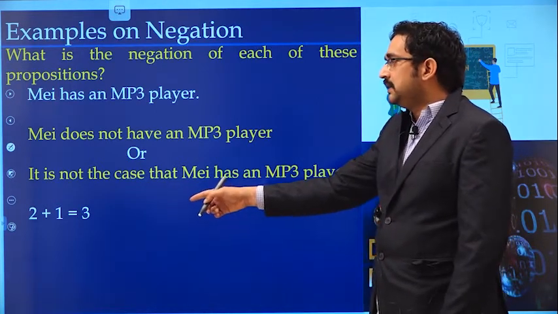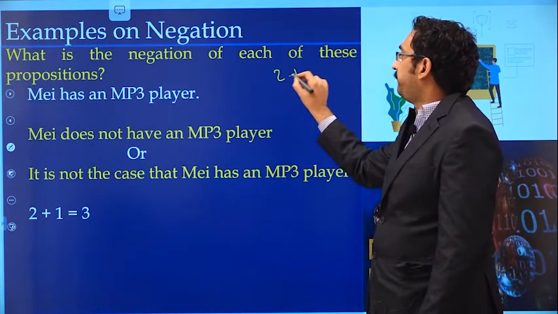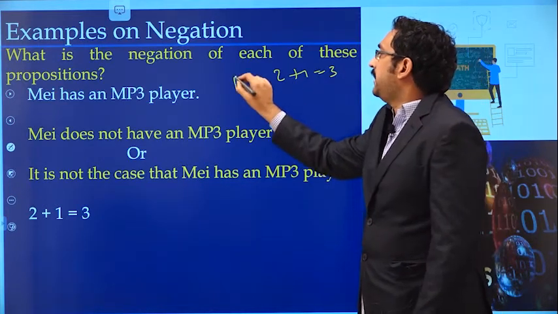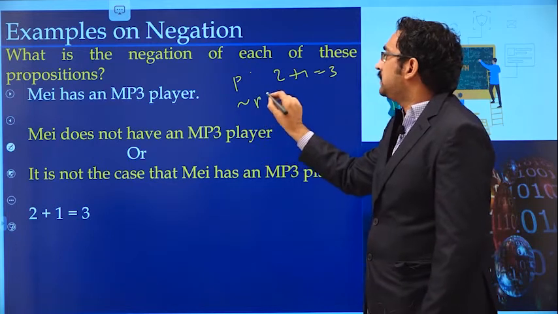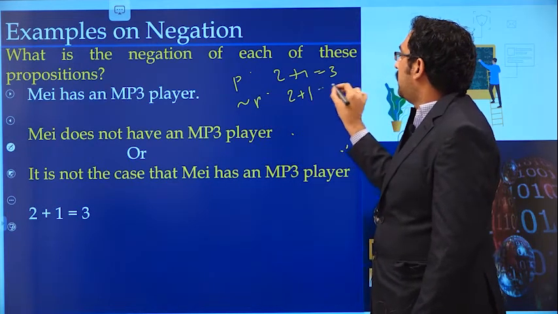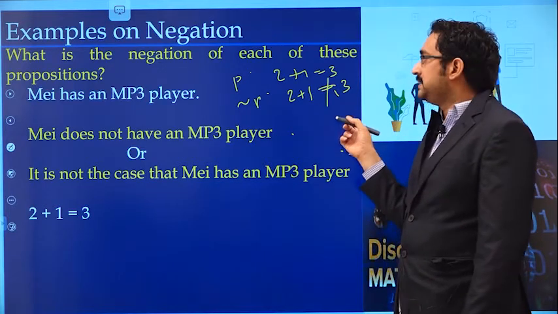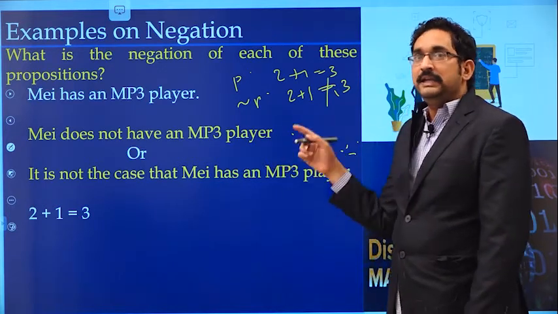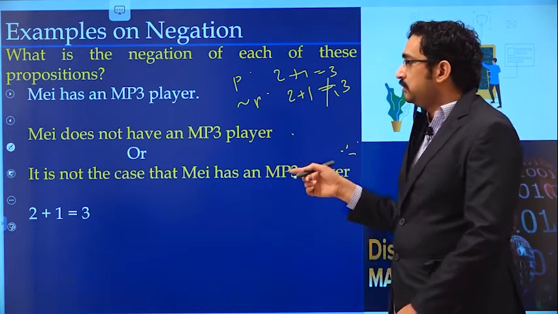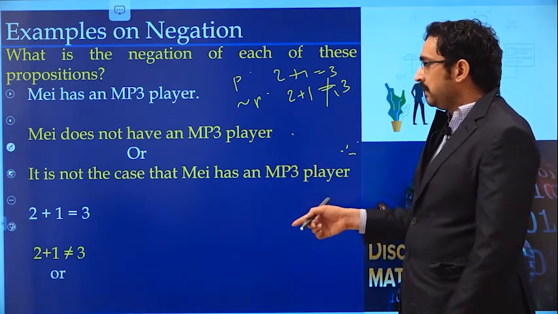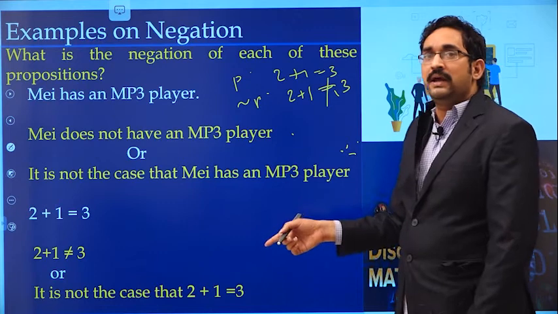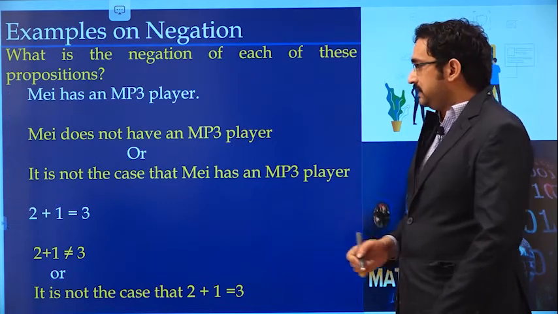Next statement is 2 plus 1 equal to 3. We can write in two ways. One way is 2 plus 1 not equal to 3. That is one way. And another way is it is not the case that 2 plus 1 equal 3. In both ways we can write the negation of the given statement.